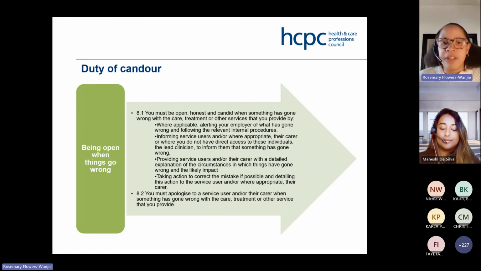So just a reminder of what standard 8.1 originally read as, and that is you must be open and honest when something has gone wrong with the care, treatment or other services that you provide by informing service users, or where appropriate their carers, something has gone wrong, apologising, taking action to put matters right if possible, and making sure that service users or where appropriate their carers receive a full and prompt explanation of what has happened and any likely effects. So you can see the new wording on the slide there that includes the reference to informing a lead clinician, and it also includes that new standard 8.2 and the removal of an apology to that standard 8.2.